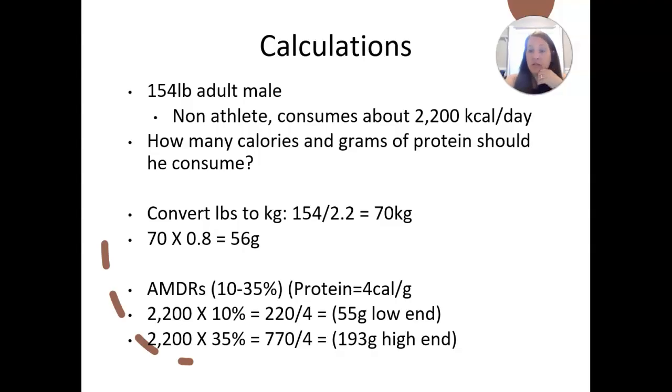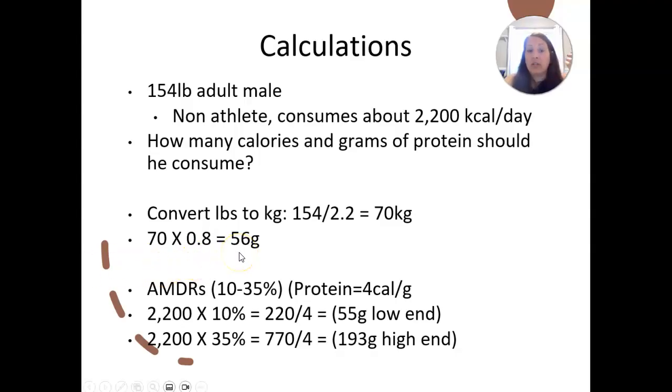Okay, so the first step again is to convert pounds to kilograms. He weighs 154 pounds, so 154 divided by 2.2. That's going to give us 70 kilograms. So there's his body weight. We would then take 70 kilograms and multiply that by the RDA, 0.8. And so we know that this individual should get about 56 grams of protein a day, based on his weight, his age, and his health state. He's a healthy, non-athletic adult male.